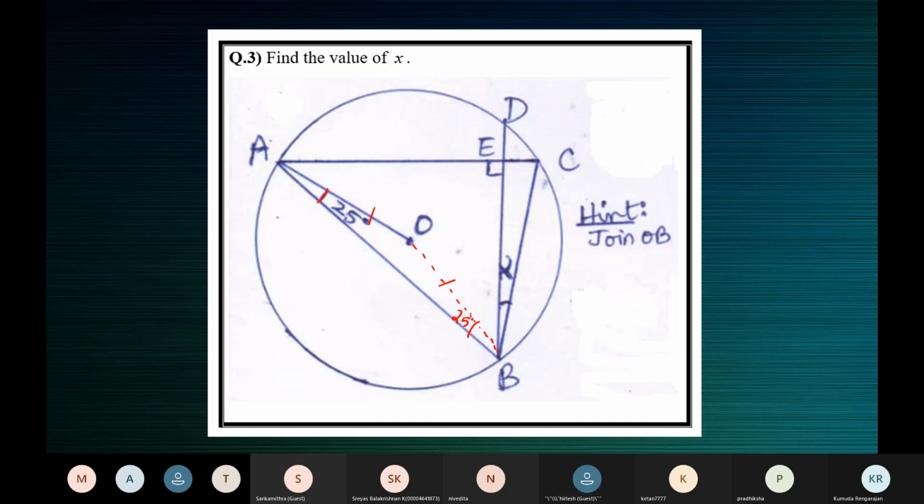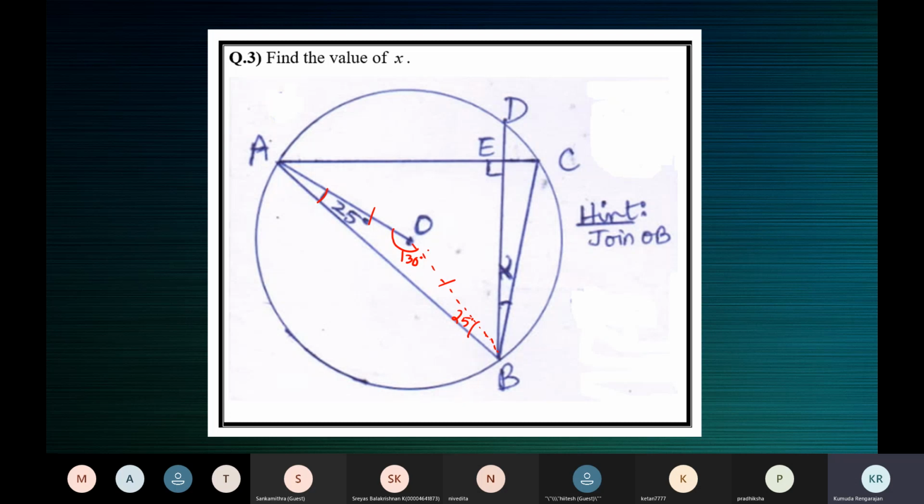Angle O, ma'am. Angle AOB, ma'am. What is the measure of angle AOB? 130 degrees, ma'am, by the angle sum property of a triangle. Angle sum property of a triangle, angle AOB is equal to 130 degrees.